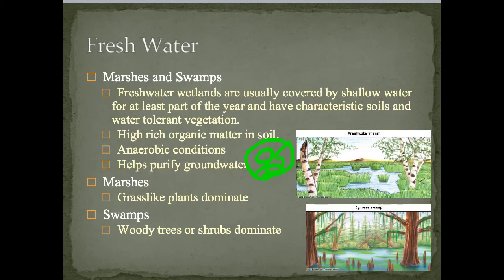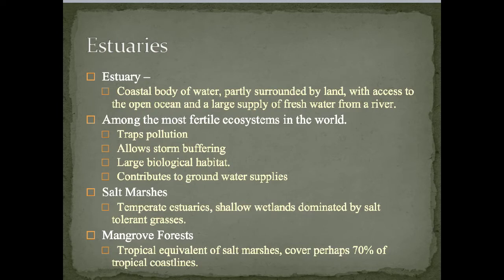You have marshes, which have grass-like plants that dominate, and then swamps, which have woody shrub-like dominance. So you've got a swamp here and a marsh here. Very productive ecosystems. Very essential ecosystems.